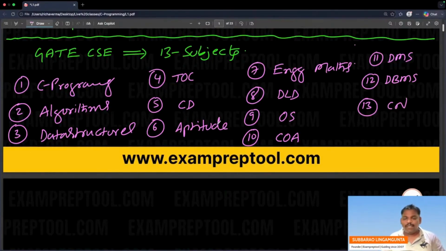Careful, GATE CSE contains 13 subjects. C programming, algorithm, data structure, TOC, CD, aptitude. This is the order also. This is one of the possible orders where you can follow. Many orders are possible. GATE CSE, there are 13 subjects. This is the most probable order.